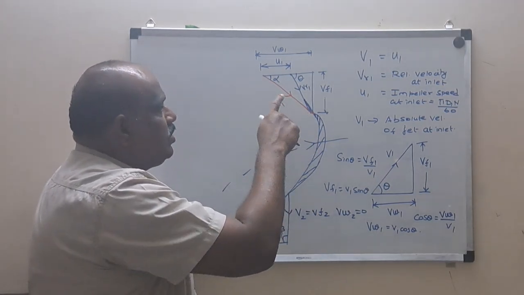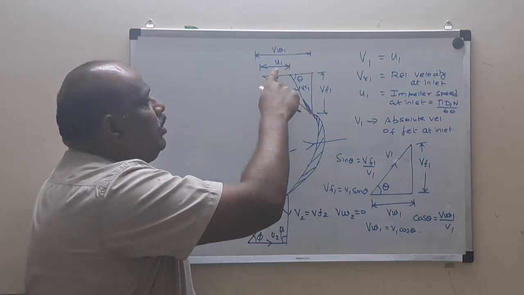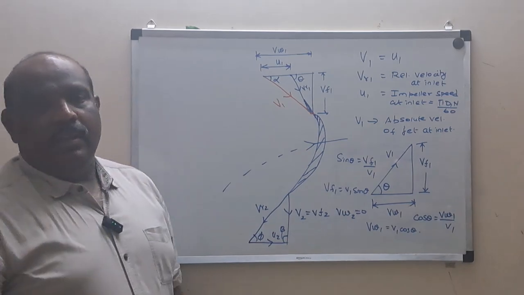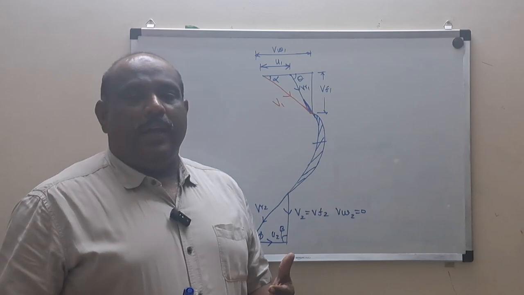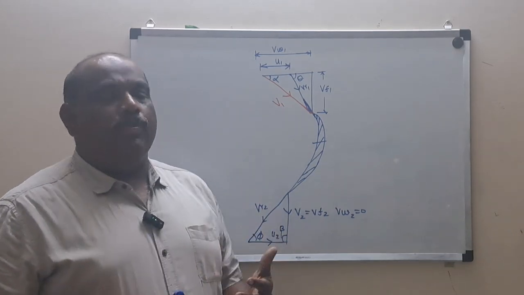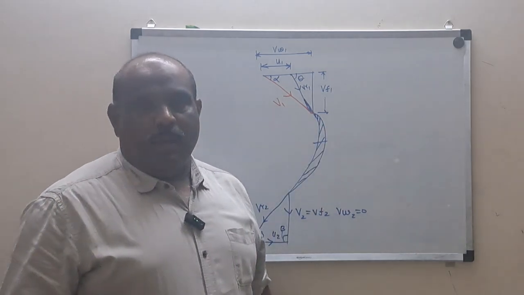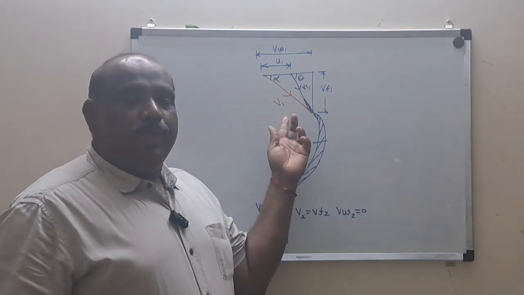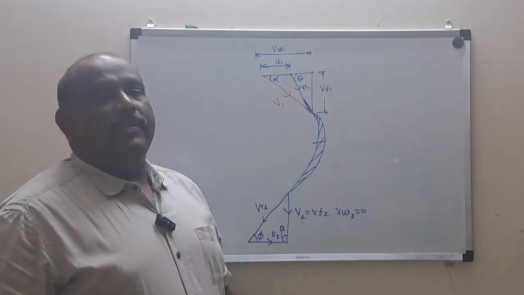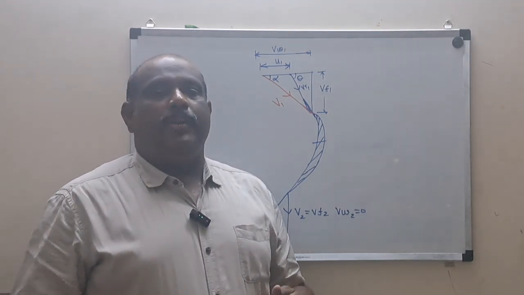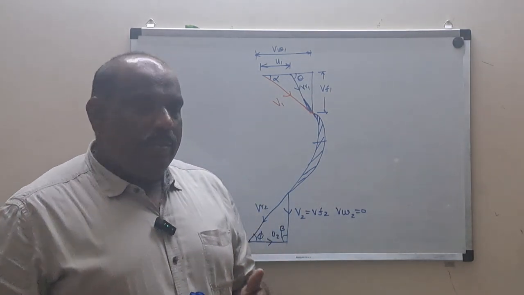So we can see here also, it is V1 and U1 with angle alpha, and U1 and VR1 with angle theta. So with this terminology, we will continue further. Let us now try to derive how much work will be done by the fluid on the impeller blades. That is what we will do first. Then we will find out the power. Then the manometric or hydraulic efficiency. Then mechanical and overall efficiency.